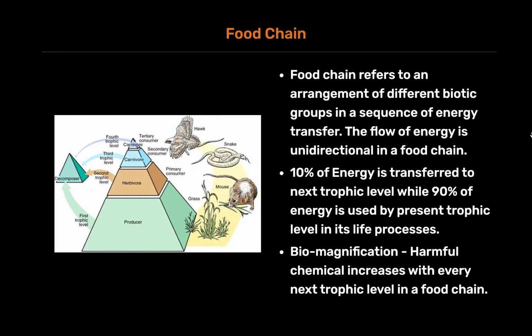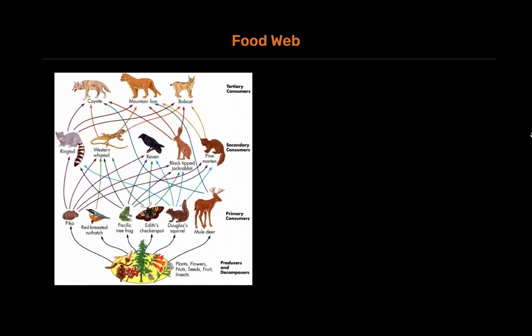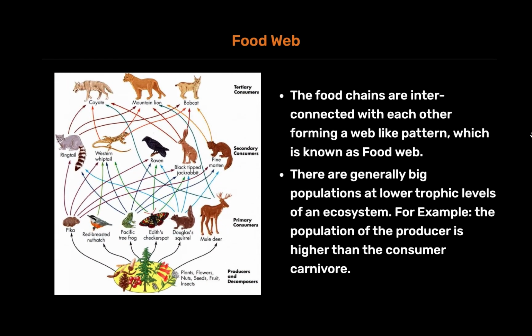There is gradual decrease in the amount of energy transfer from one trophic level to the next trophic level in a food chain. Only 10% of energy is transferred to the next trophic level, while 90% of energy is used by the present trophic level in its life processes for digestion, growth, reproduction, etc. The concentration of harmful chemicals increases with every next trophic level in a food chain. It is called biomagnification. The food chains are interconnected with each other, forming a web-like pattern, which is known as food web. There are generally high populations at lower trophic levels of an ecosystem. For example, the population of the producer is higher than the consumer carnivore.